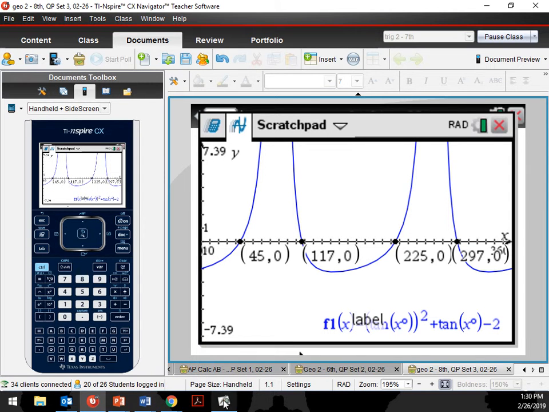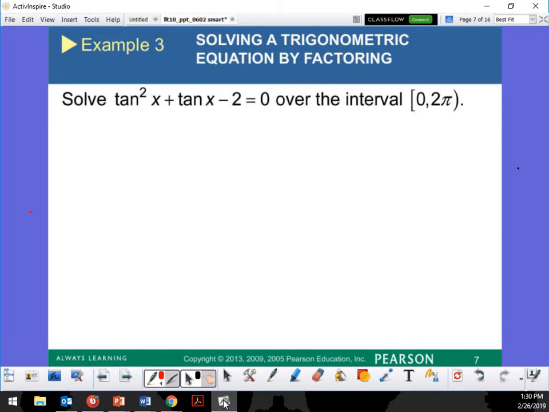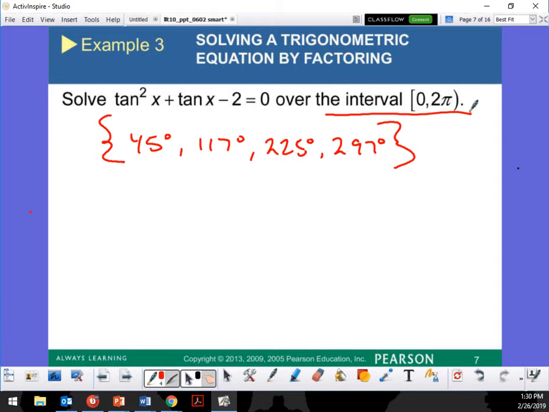So let's go back. My answers are going to be 45 degrees, 117, 225, 297. But it said it's going to be in radian.